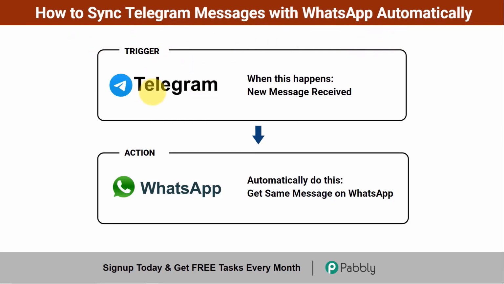So in this video, I'll show you how you can connect Telegram and WhatsApp in such a way that every time a new message is received in one of your Telegram groups, you automatically get the same message on your WhatsApp as well. Yes, you can receive the very same message. You can get the notification about the very same message on your WhatsApp without doing anything manually. So if you also want to sync your Telegram and WhatsApp messages, come with me and I will show you how you can set this automation for yourself.